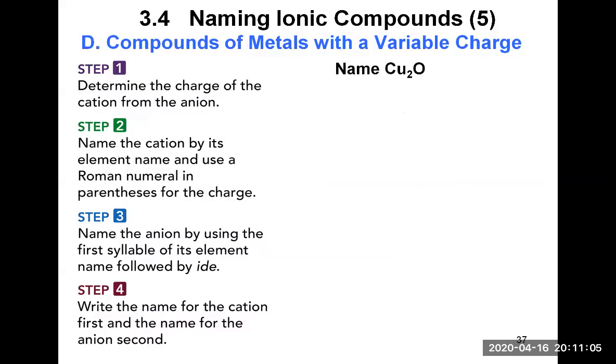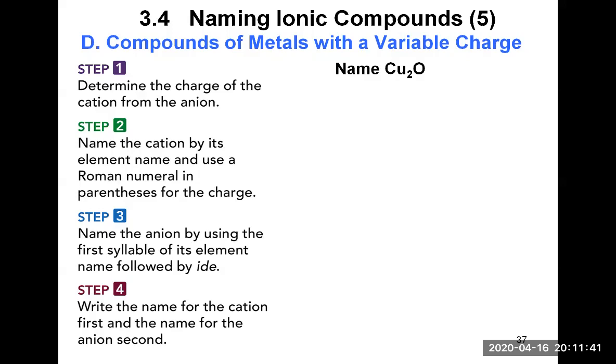Now, compounds of metals with a variable charge. As we said, when we have a variable charge metal, we need to specify in Roman numeral the charge of the metal in that compound, because it can be different depending on the kind of ion that the metal is. For example, if you have this formula, Cu2O, you need to determine the charge of the cation from the anion.